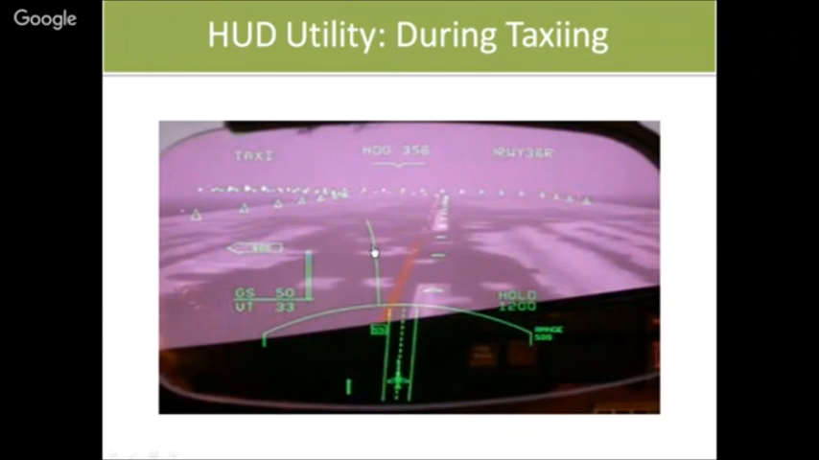Now this is another scenario wherein on a hazy night, you can see the extreme boundaries of the airstrip. These indicators are the extreme boundaries of the airstrip.